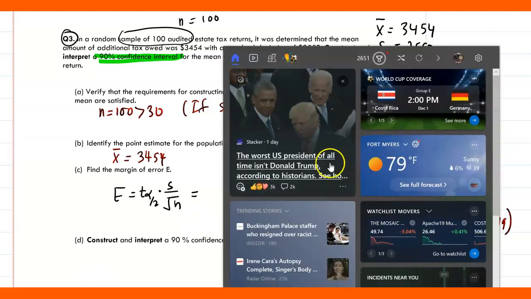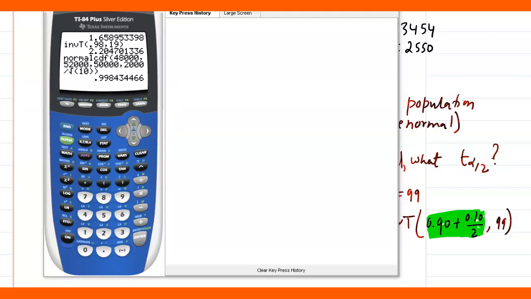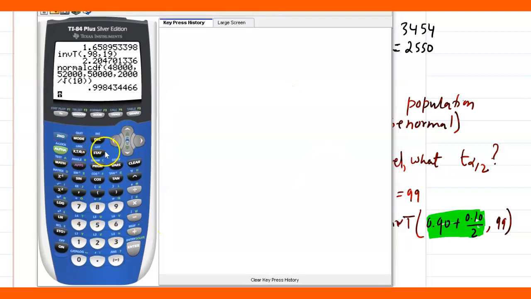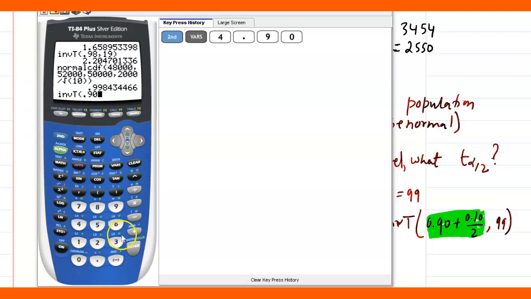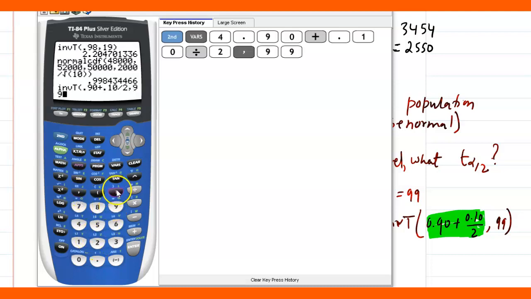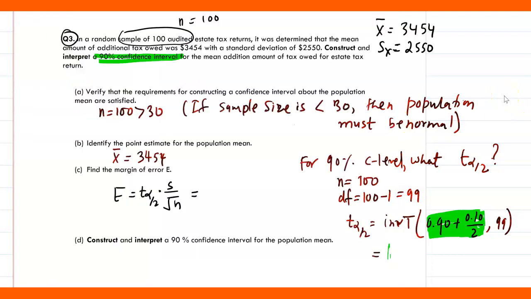Okay, let's do that in the calculator. Here you go, that's the calculator, and let's do invT. Second, VARS, number 4 is invT. Okay, and 0.90 plus 0.10 divided by 2 comma 99, close parenthesis, enter. You get 1.66039. Rounded to 2 decimals, 1.66. The critical value is 1.66 here.